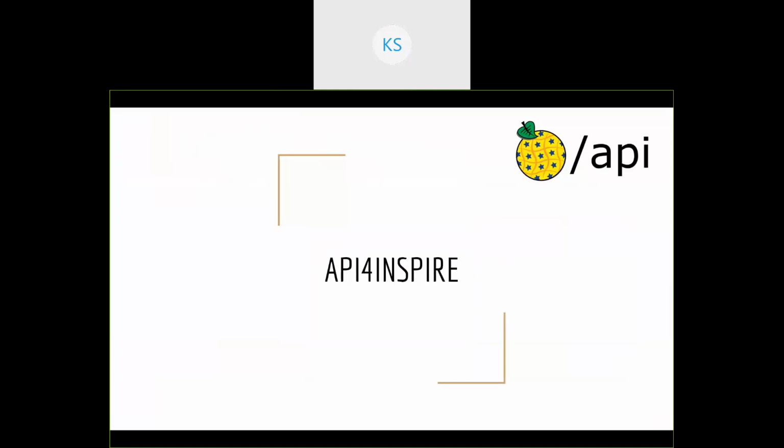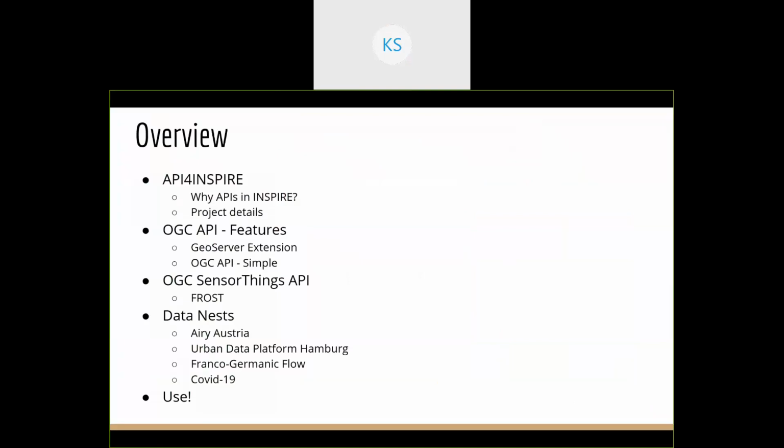So back to the present. What are we doing? We're going to start with why APIs in Inspire. Then I'm going to give you an overview of some of the project details. Then we're going to start diving deep into the two APIs we're currently evaluating. The one is OGC API Features, more for the spatial domain. The second is the OGC API SensorThings API. This is more for dynamic measurement data. And then we'll show you the various data sets we've been putting up within this project.